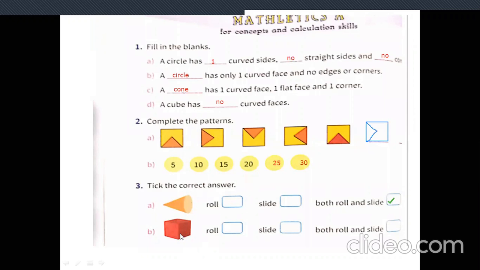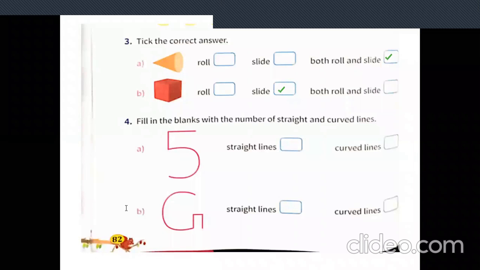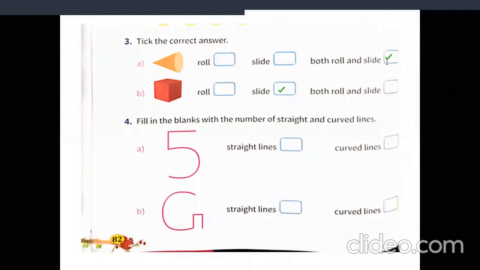Next, this is a cube. Cube has only flat faces. So it can only slide. So cone can both roll and slide. Cube can only slide. Fill in the blanks with the number of straight and curved lines.